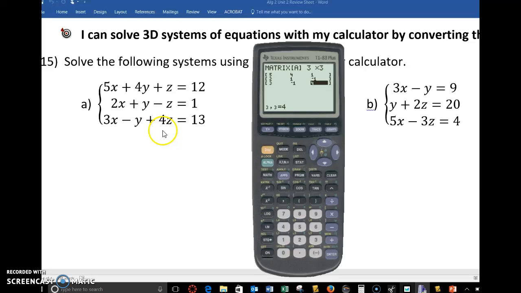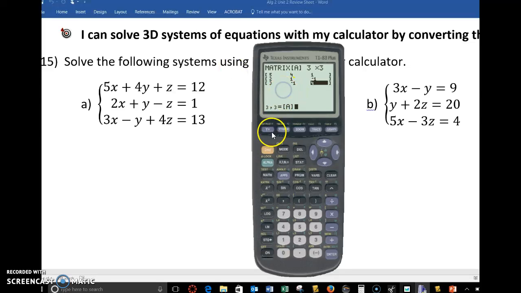And that's matrix A. If I want to check that it was correct, I can go back to matrix A, click enter, and see it all at one time: 5, 4, 1, 2, 1, negative 1, 3, negative 1, and 4. When you're taking your test, it's a good idea to go back and check that you did it right, because if you enter just one number wrong, every number in your answer is going to be wrong.